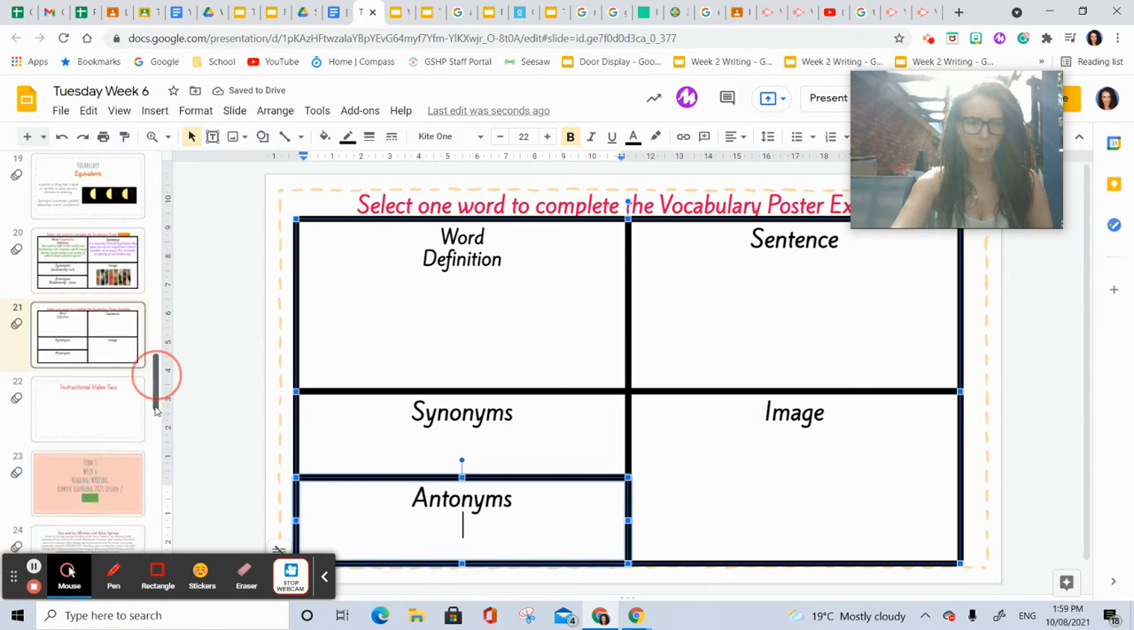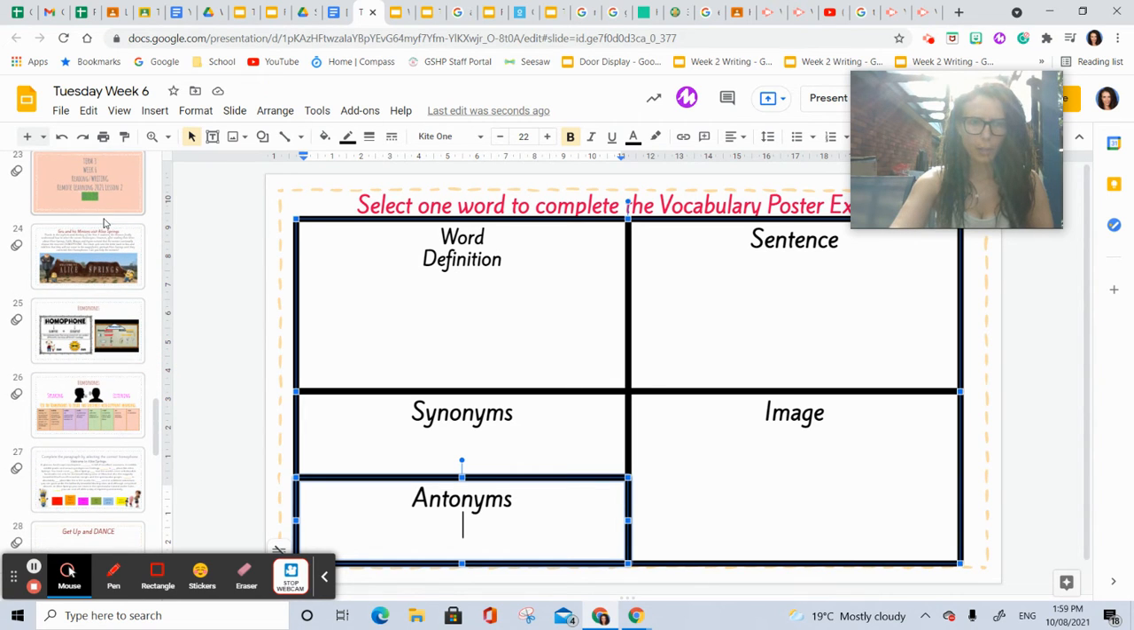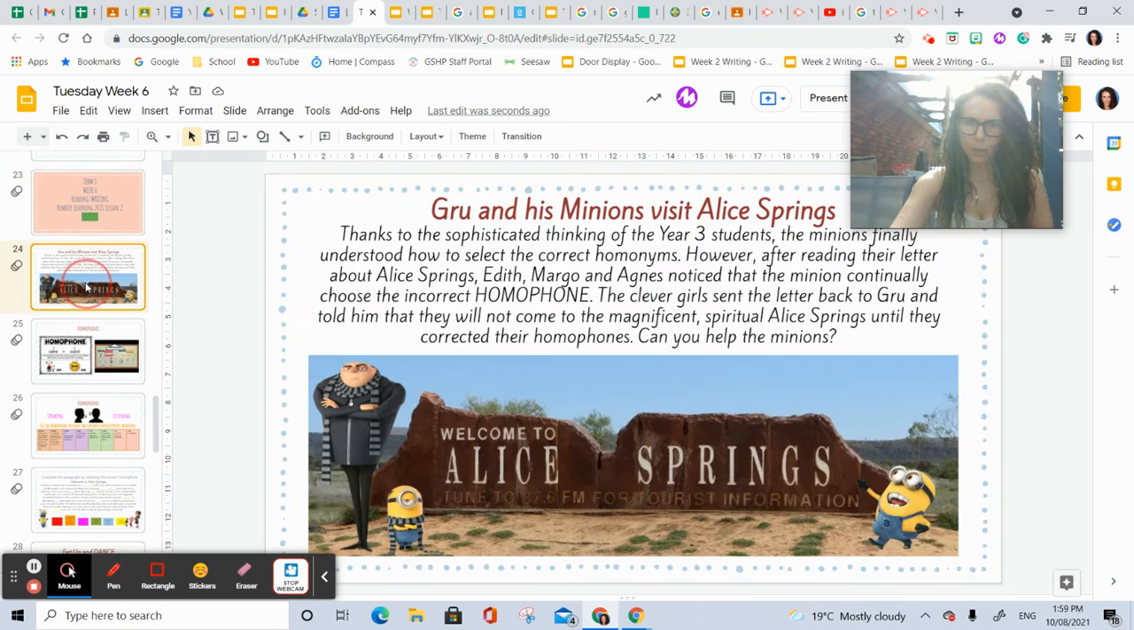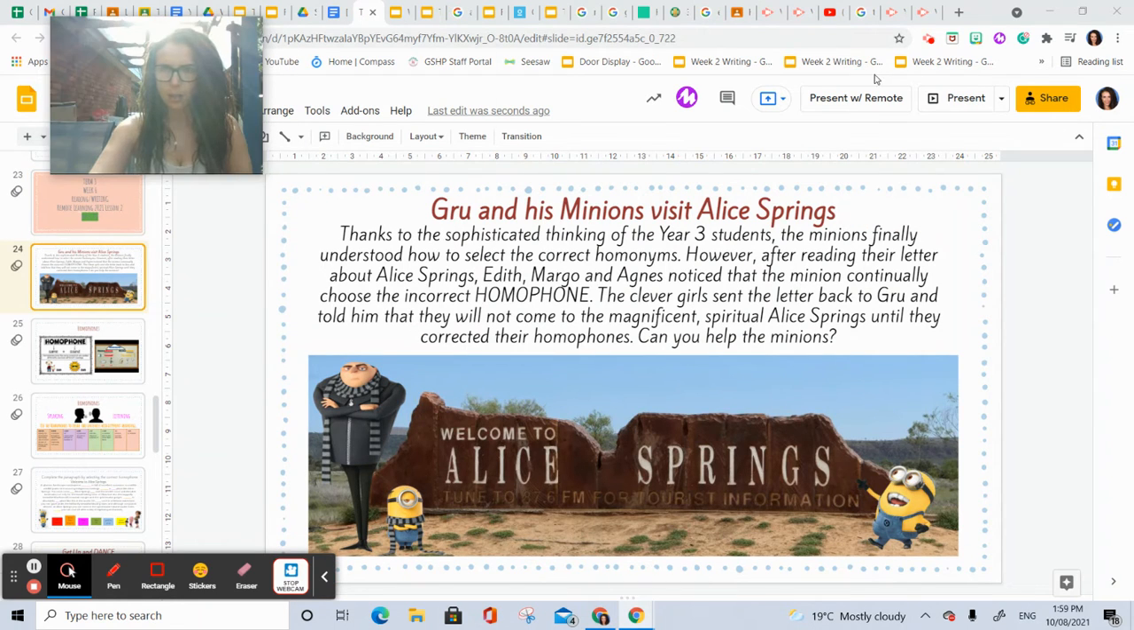For writing, today we're going to actually look at homophones. Okay, so I'm just going to read this here and then tell you your task. Thanks to the sophisticated thinking of the Year 3 students, the minions finally understood how to select the correct homonyms. However, after reading their letter about Alice Springs, Edith, Margot, and Agnes noticed that the minions continually chose the incorrect homophone. The clever girls sent a letter back to Gru and told him that they would not come to the magnificent spiritual Alice Springs until they corrected their homophones. Can you help the minions?